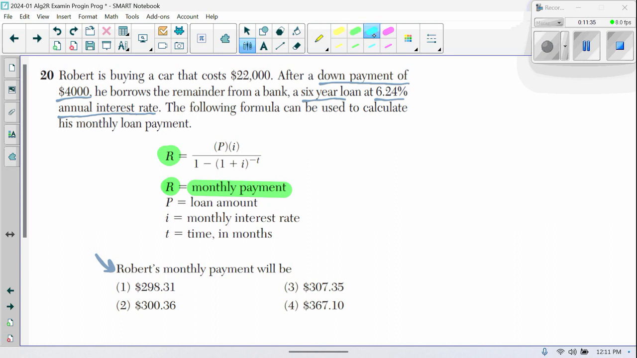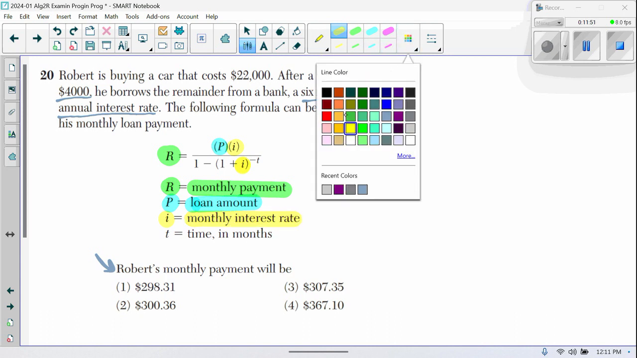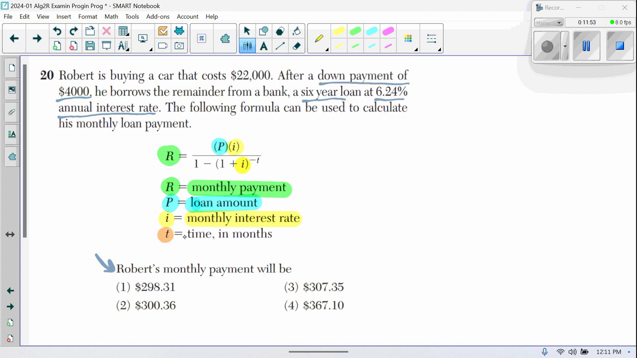Okay? The loan amount is P. So the loan amount is P. All right? What else do we have? The monthly interest rate. It's I. It happens to be in 2 spots, there and there. And then, of course, last but not least, T is my time in months. That just shows up in one place right there. It's a negative exponent. All right, well, let's start putting in what we know.